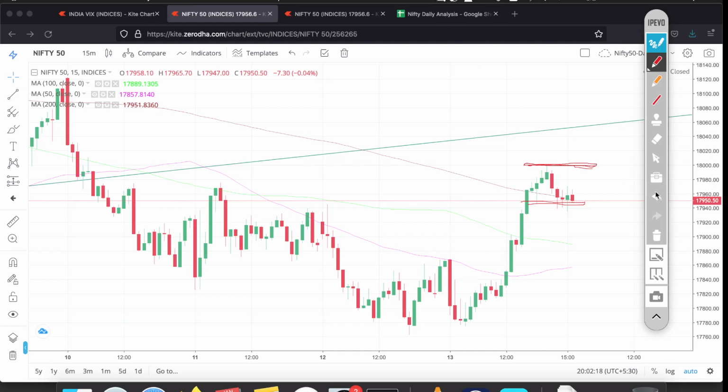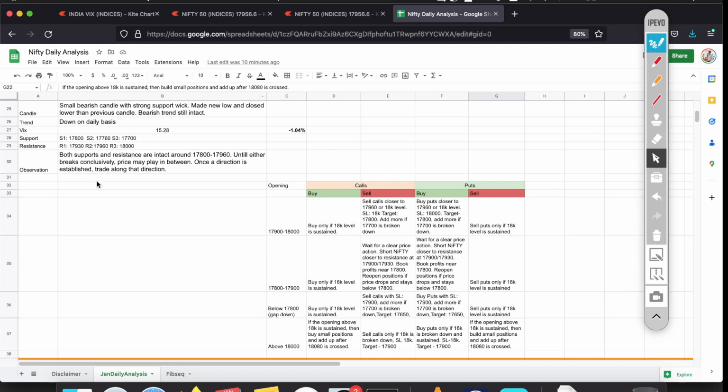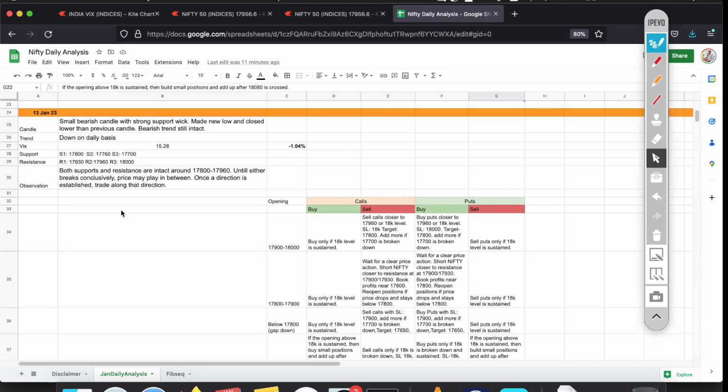As I have mentioned, even now, Nifty is still in a range. In yesterday's analysis, I mentioned that Nifty is in a range between 17,800 and 17,960. You can consider even 18,000 as the range border. So Nifty is still in a range, and anything can happen in this range.